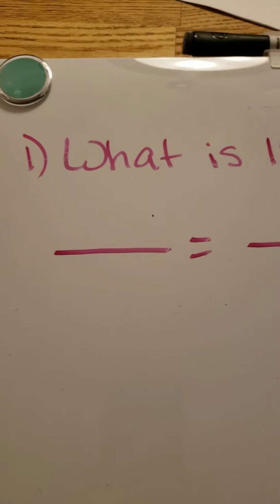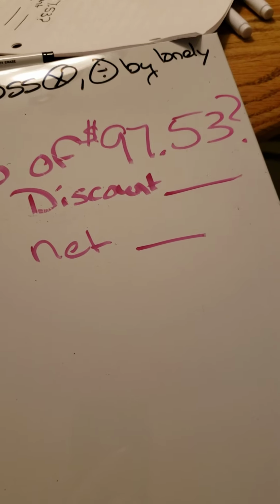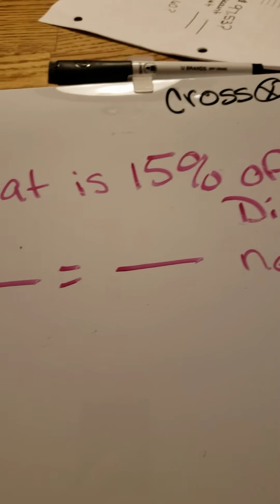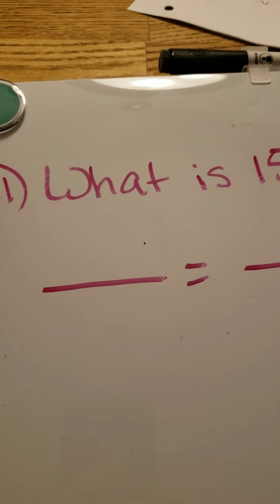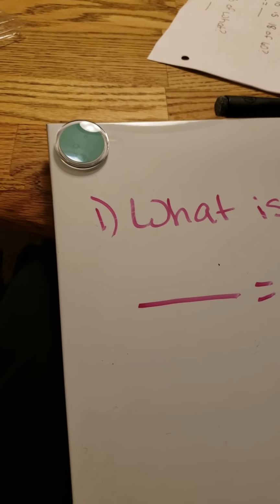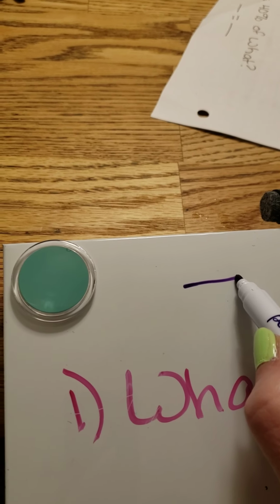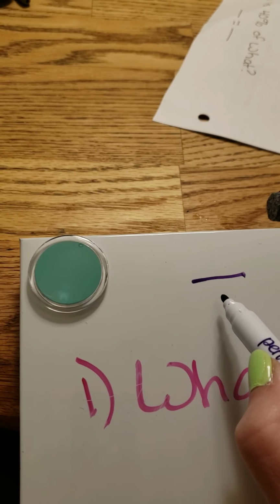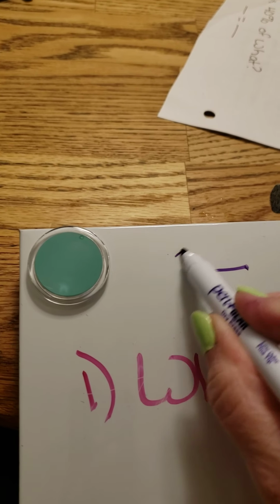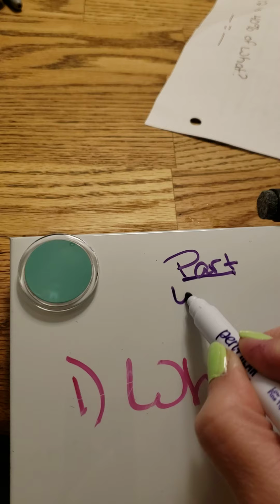So it says, what is 15% of 9750? Okay, we're dealing with a percent. So when we're dealing with a percent, we're setting them up as a fraction. So if you remember how we did the fraction, we have a top number and a bottom number. Top number represents a part. Bottom number represents a whole.